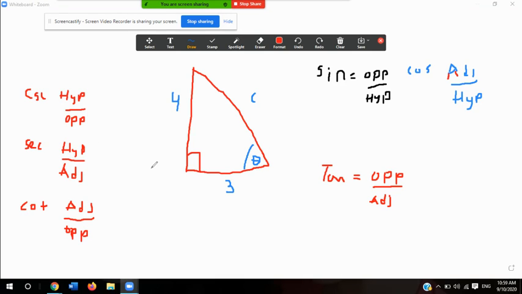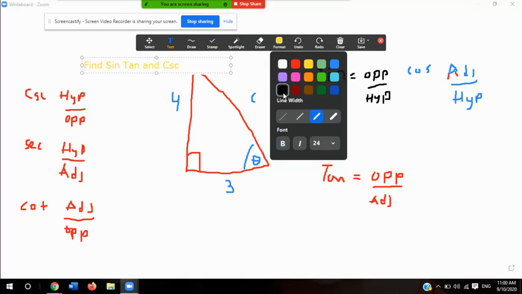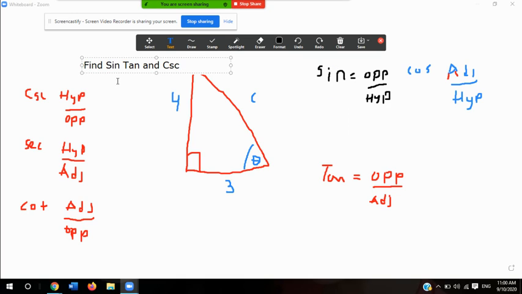All right, so in example number 1, the problem wants us to find the sine, the tangent, and the cosecant. So we're being asked to find, let me write it here: find sine, tangent, and the cosecant. Let me change that color. I thought I had a different color. There you go. Find the sine, the tangent, and the cosecant.